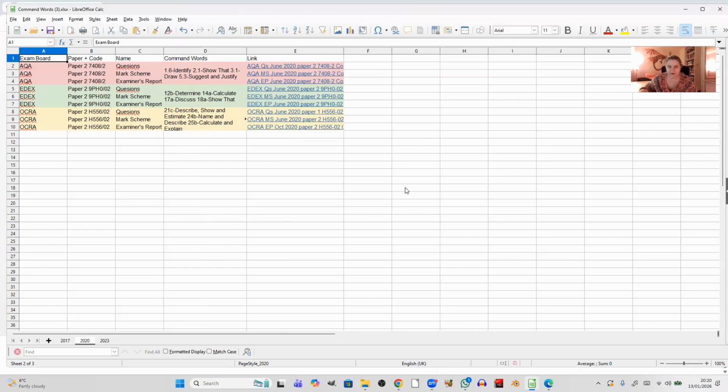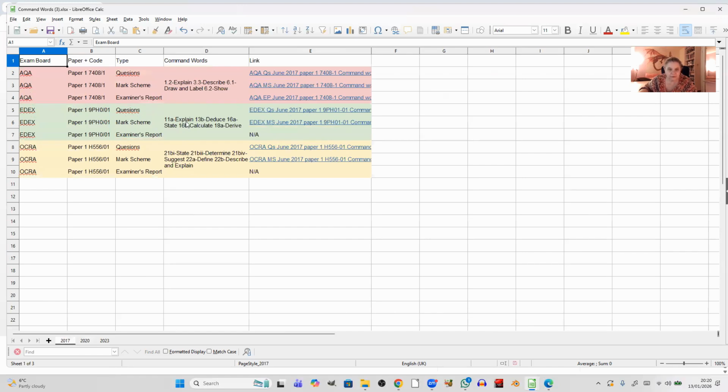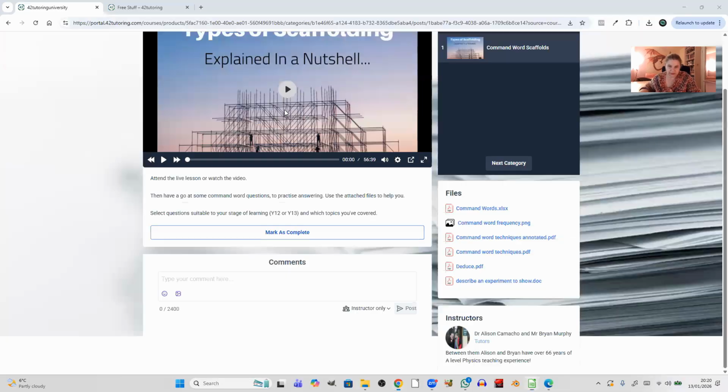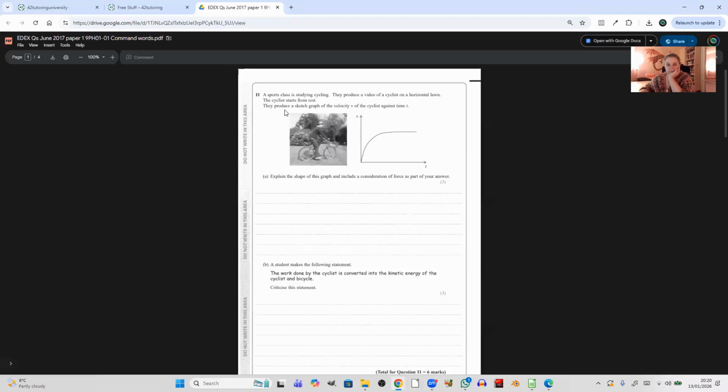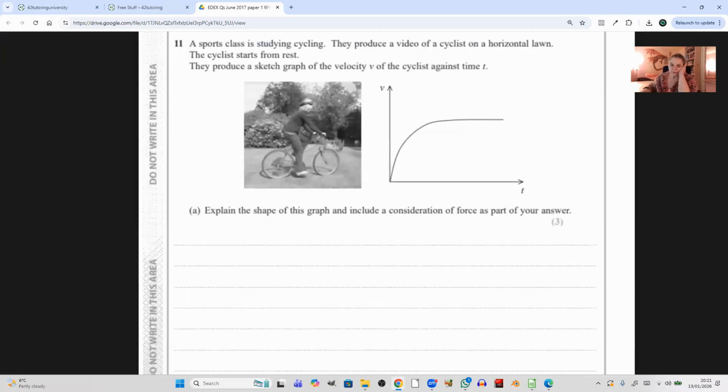Right, now, the next thing I'm going to do is choose an explain. I'm going to choose Edexcel 11A explain. So I'm going to pick that question paper, control and click, and it's 11A that I want. That's a bit small, so we'll make it a bit bigger. This is a classic explain question, and it is worth, can you see, 3 marks.